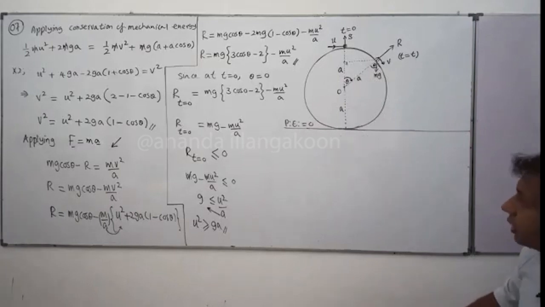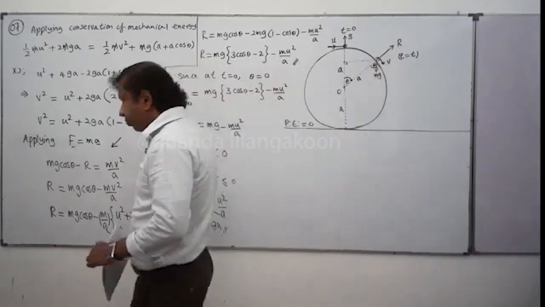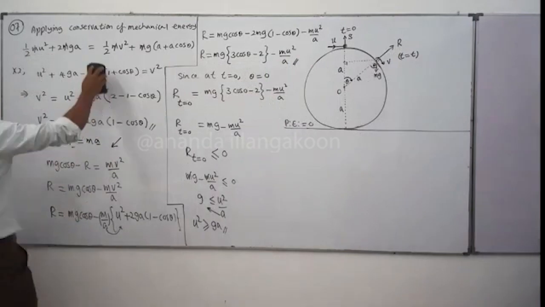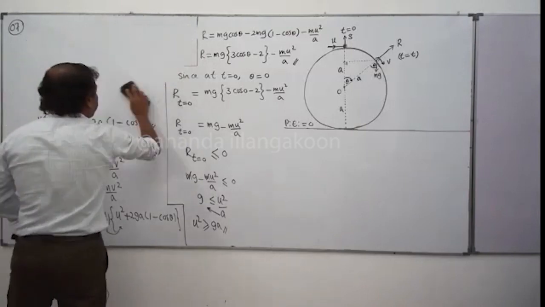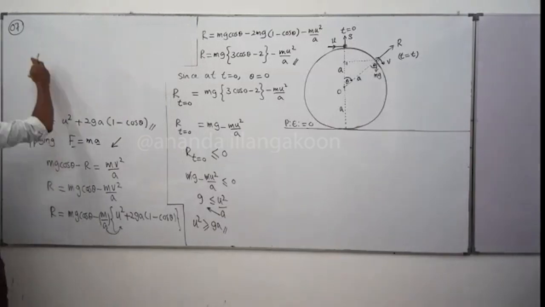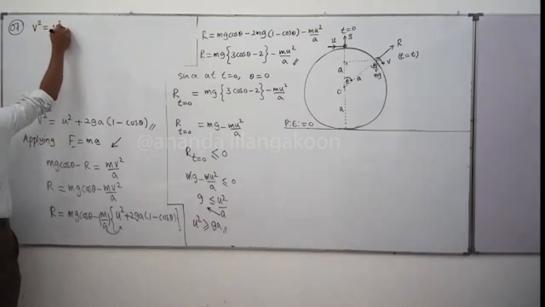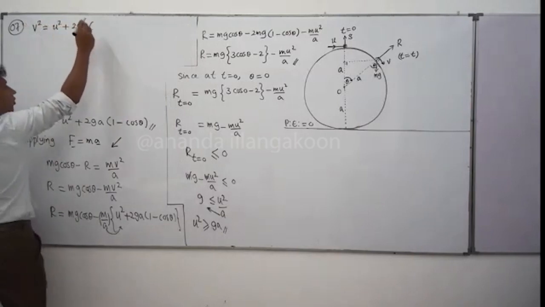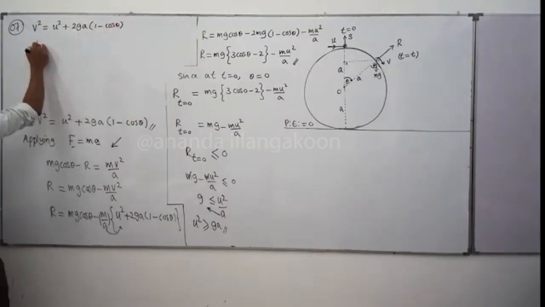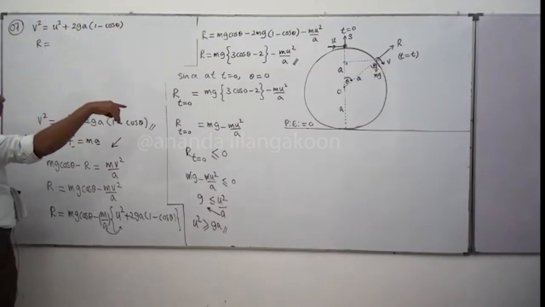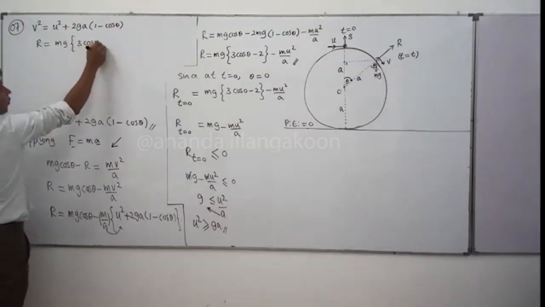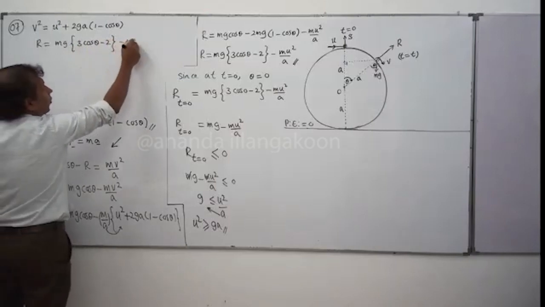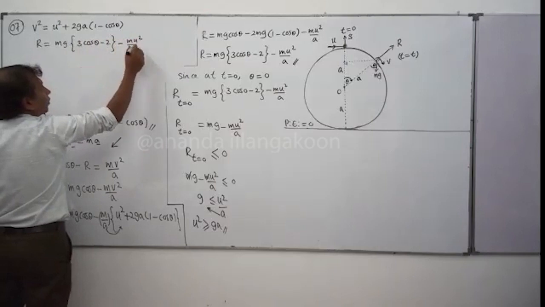People, another part is being asked. We found g times (3 cos theta minus 2 minus u squared upon a).